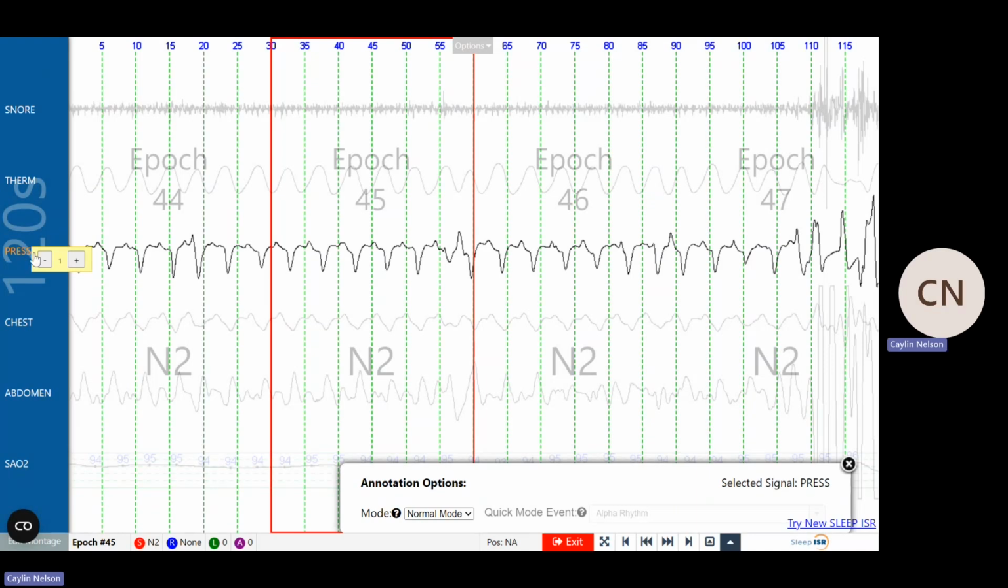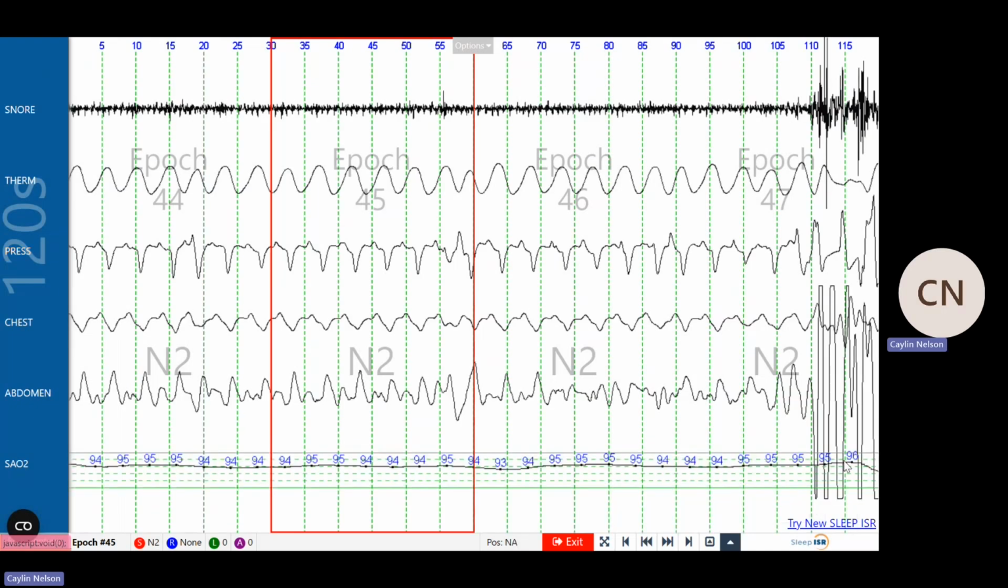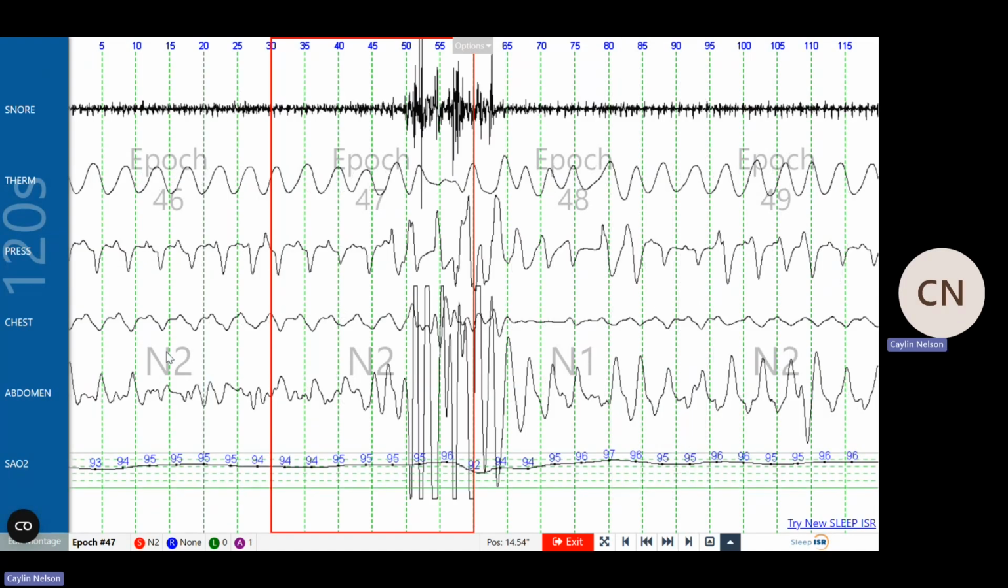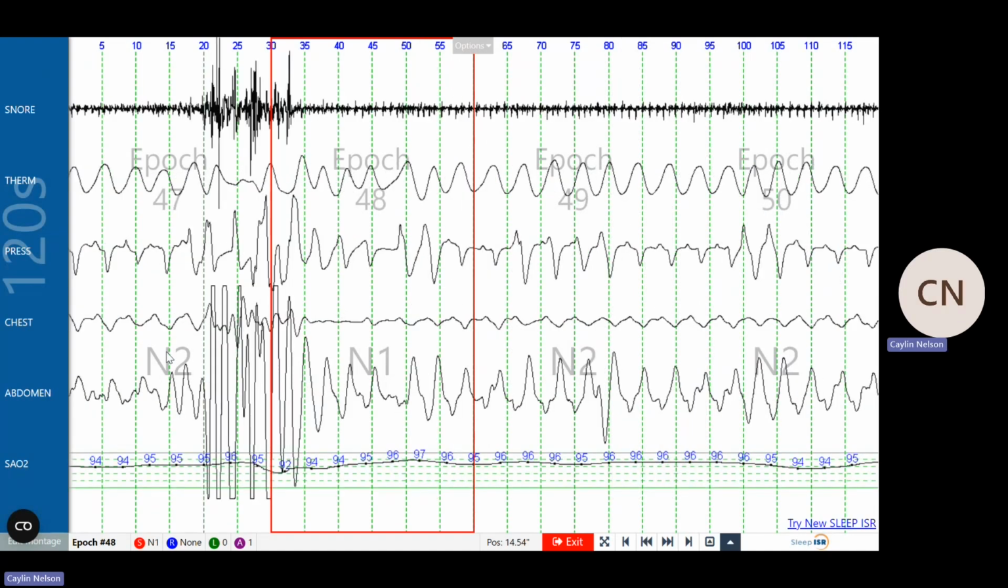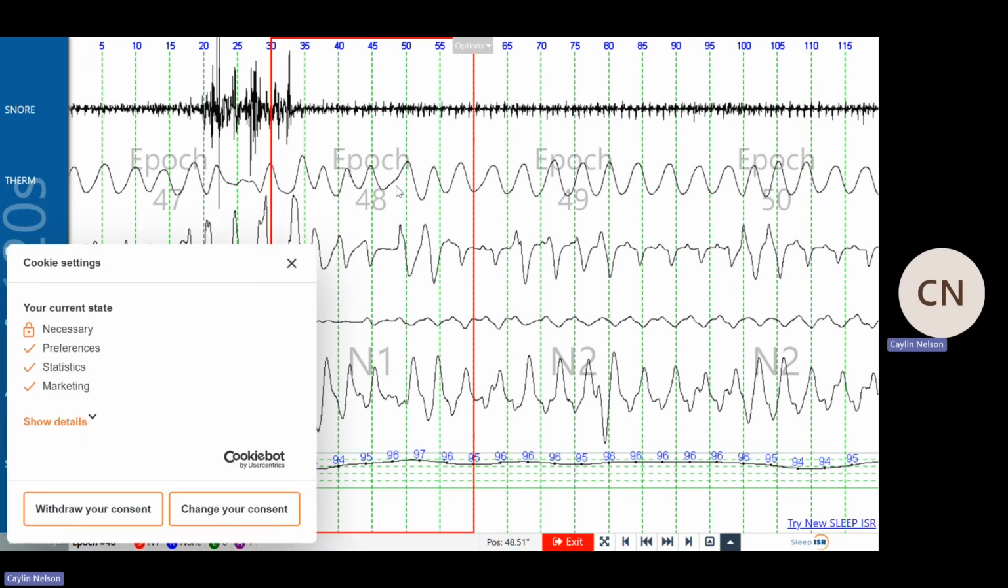So we're going to look through our airflow channels to see if there are any significant changes in amplitude. Despite there being no changes with our oxygen levels, we still want to look out for any decreases in airflow just to get familiar with the concept. So none in the thermistor channel or the pressure channel. So we're going to go on. We'll put 47 at the start. We're now looking at epoch 47 through epoch 50.